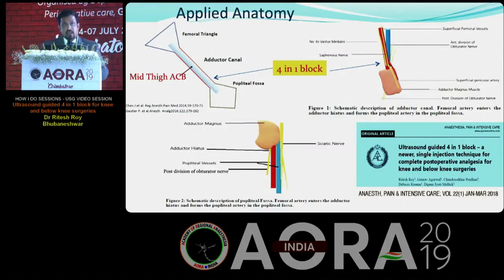The place where the superficial femoral artery dips down through the adductor hiatus into the popliteal fossa, and the place where it gives off the descending genicular artery, just above that is the injection point, and we block the nerve to vastus medialis and the saphenous nerve. The posterior division of obturator crosses the adductor hiatus into the popliteal fossa, so we catch the nerve at that place, and the drug trickles along with the superficial femoral artery into the popliteal fossa and blocks the sciatic nerve.